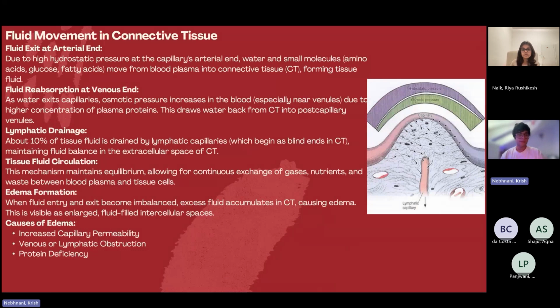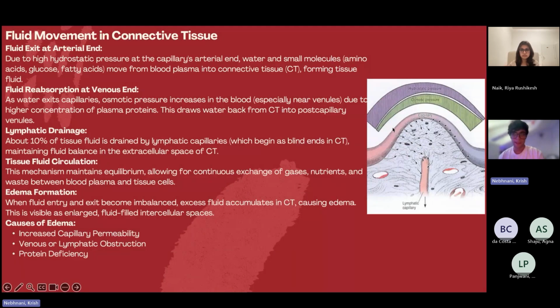So there's this sort of equilibrium which is maintained in connective tissue, at the arteriolar and venular ends. What happens is there is high hydrostatic pressure. What is hydrostatic pressure? It is basically the pressure exerted by a fluid, and the fluid in this case is blood, since we're talking about capillaries. So at the capillaries' arteriolar end, water and small molecules like amino acids, glucose, and fatty acids are going to move into the connective tissue. Over here, you could see the arrows. They're going to move inside the connective tissue and stay there.